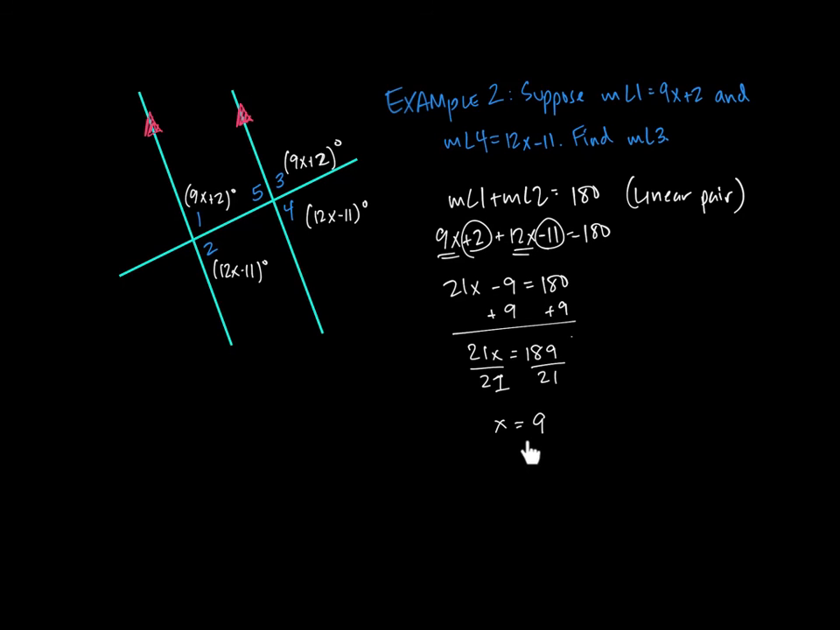But I'm not done with that, right? That's not my answer. I didn't say find x. It says find the measure of angle 3. Okay, so now I look back at my picture and the measure of angle 3 is 9x plus 2. So that means it's 9 times 9 plus 2. And 9 times 9 is 81. And 81 plus 2 will be 83. So the measure of angle 3 would be 83 degrees.